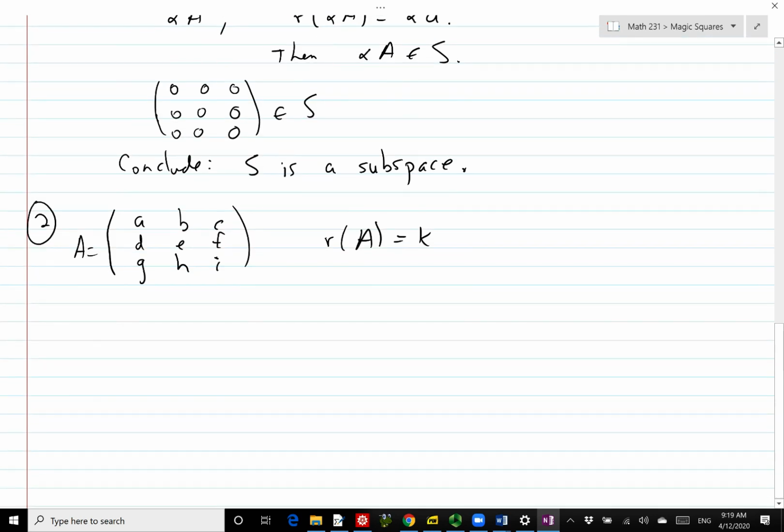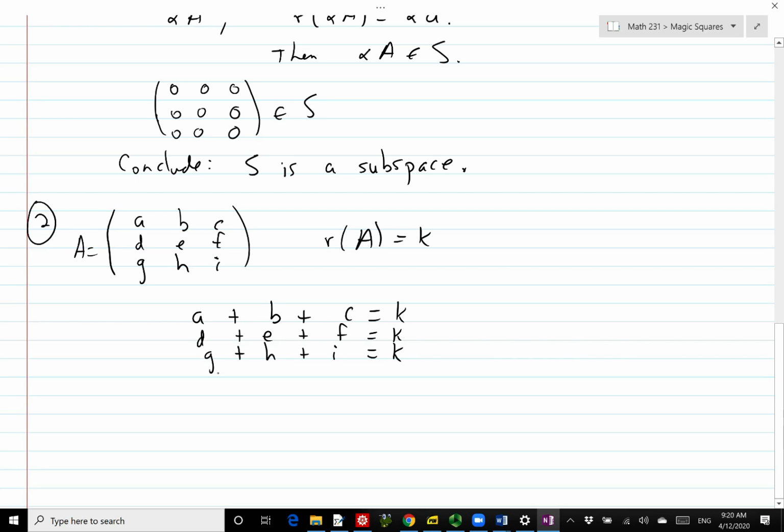So it creates the following set of equations. A plus B plus C is k. D plus E plus F is k. G plus H plus I is k. So these are the three rows.